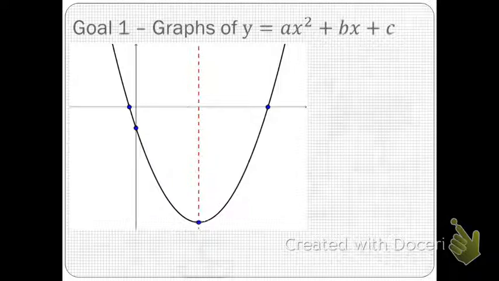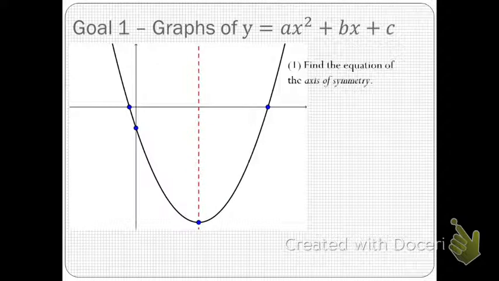Okay, and here's another generic graph of a quadratic function with all the key features labeled. There's the axis of symmetry, there's the vertex, there's the y-intercept, there are the x-intercepts. And I want to talk about how you find those key features when the equation is written in the form of y equals ax squared plus bx plus c. When the graph of a quadratic function has its equation written in that standard form, the first thing we're going to try to do to make the graph is find this axis of symmetry.